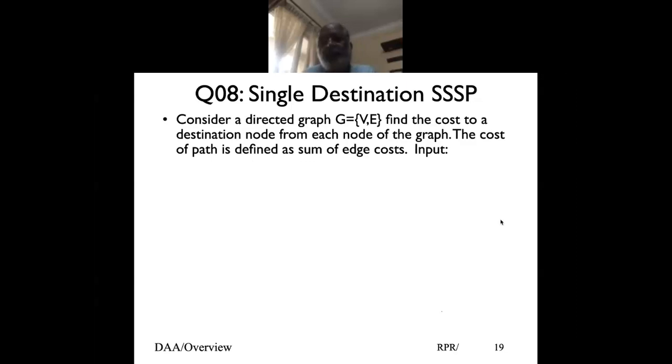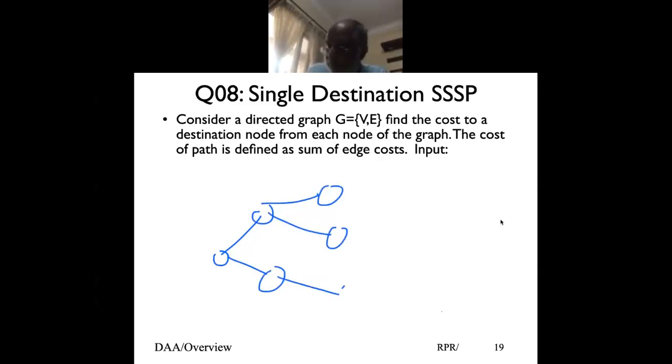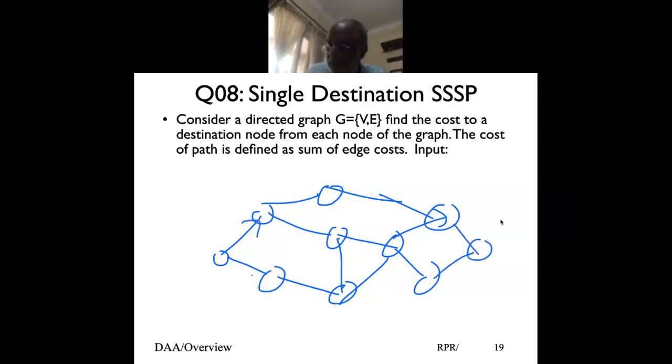It is single destination shortest path. Our Dijkstra algorithm gives you the shortest path from a single source. Now I'm saying, given my graph, it's a directed graph.